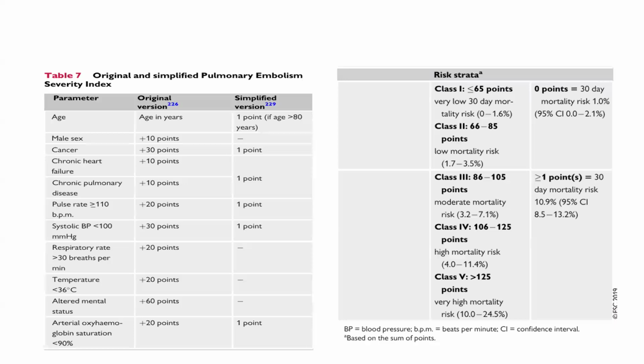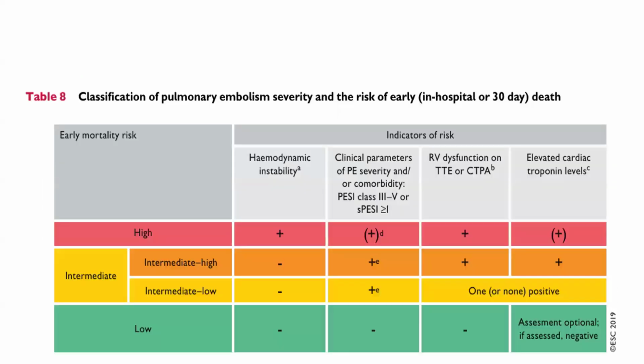So class 1, patients with a score less than or equal to 65, fall into the very low 30-day mortality. If the PESI score is between 66 and 85, low risk of mortality. If it is between 86 and 105, moderate risk of mortality. Then if it is 106 to 125, it has a high mortality risk, or if it is more than 125, very high mortality risk. Then the classification of pulmonary embolism severity and risk of early death.